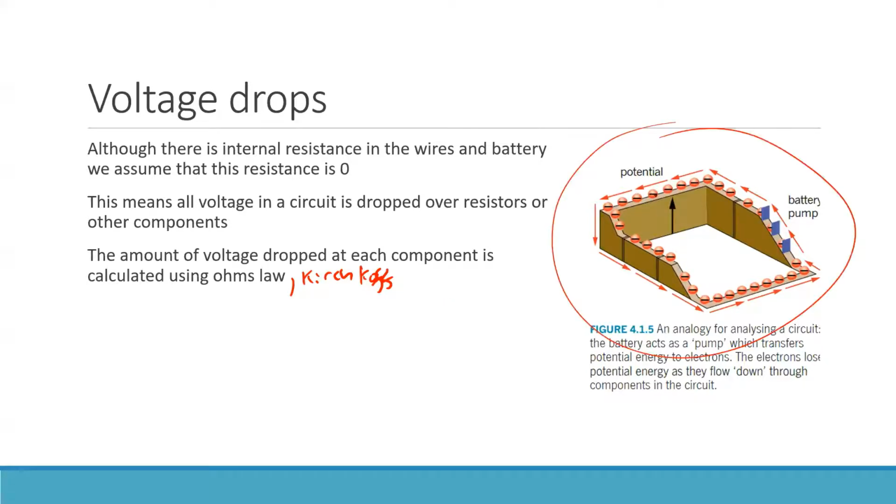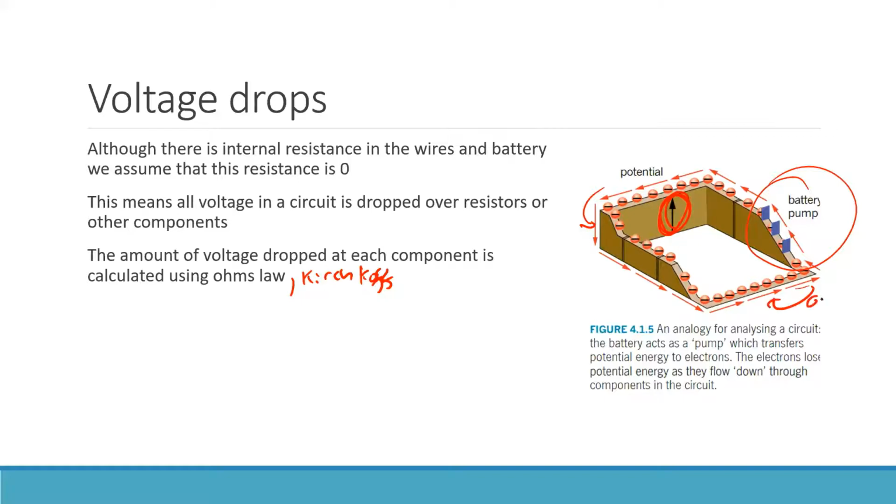Really quickly, I pulled this picture out from somewhere else. I like this picture because it's an analogy of a battery. The battery acts as a pump which transfers potential energy to electrons. The electrons will lose energy as they fall down through components in the circuit. You can see this pump over here is a battery. It's like an escalator that pulls the electrons up, giving them potential. This potential is this height, and then they lose that potential as they slide down these ramps, which are the different parts in the circuit. Eventually they get to the bottom where they have 0 voltage.